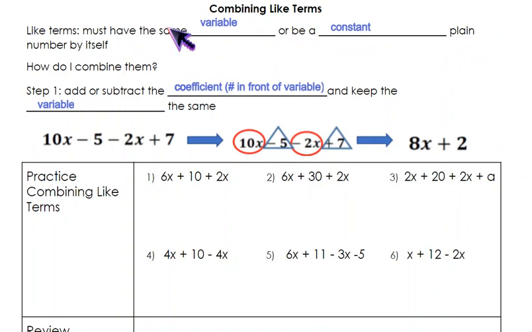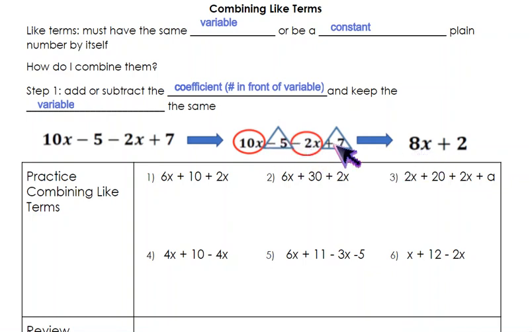Okay, so how do I combine them? Well, we add or subtract the coefficient, which is the number in front of the variable, and we keep the variable the same. So if we look at this example here, I have 10x minus 5 minus 2x plus 7. So what are my like terms? Well, they have to have the same variable. So I can see I have 10x and minus 2x are the same. Remember, the sign in front stays with that number because it's going to tell you how to combine it. So if I can combine that, 10x minus 2x, that gives me 8x.